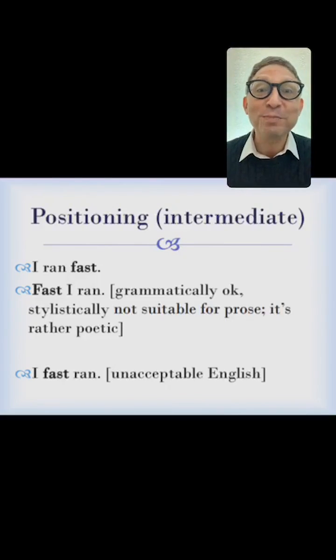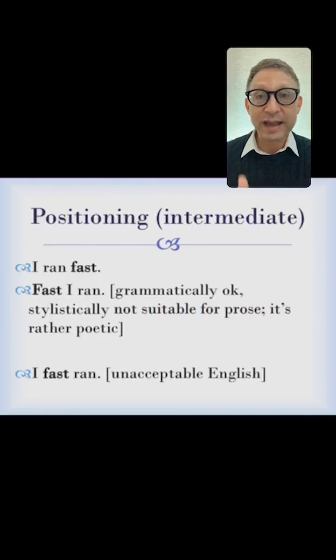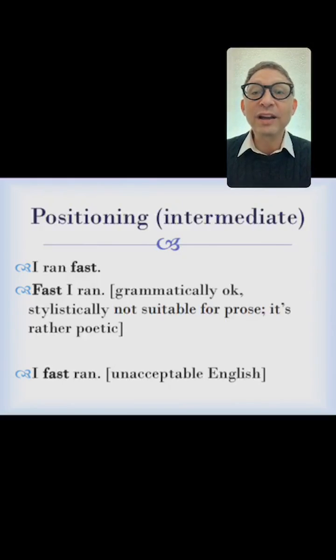Now let's take a look. I'm going to start with intermediate, and then I will gradually get to more difficult examples. I ran fast. Fast, of course, is the adverb, and that is a very standard sentence. Fast I ran is grammatically okay, but it's not natural English. It's rather poetic. You might see it in a poem, or literature perhaps, but not in a standard sentence. You would not say, fast I ran. I fast ran is wrong in every instance. No one uses that, neither in literature nor in regular daily communication. So we have one that's acceptable, I ran fast. The second one is literary, if you want to use it, not as common, but for an effect. And the third example is incorrect.